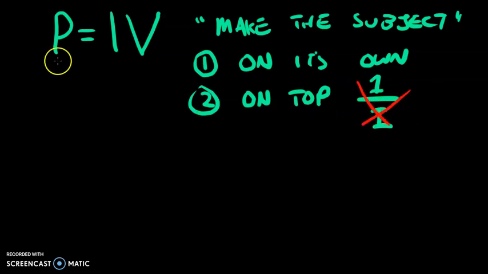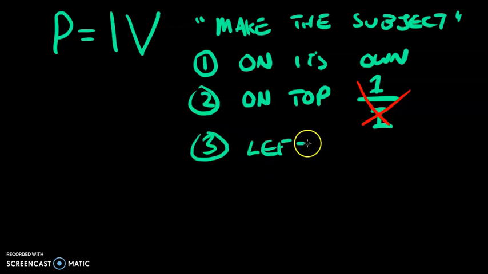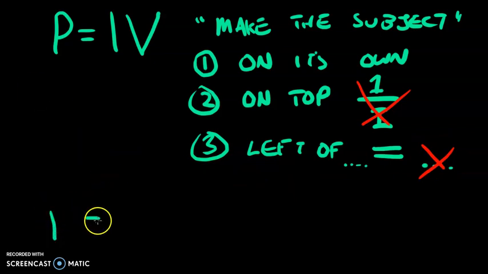And finally, we want it on the left of the equals sign. So we want it in this position here, not in that position there. So what we want to end up with is a nice formula which says I equals something or other. So there are a few steps to take to get us there.